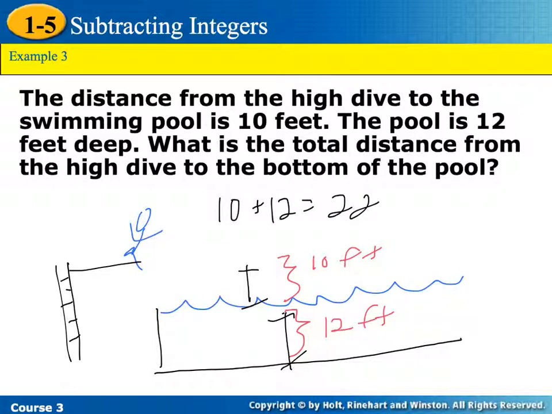Now, if you answer that problem with 22, I will mark it wrong. Why do you think I'm going to mark it wrong? Label. Yeah, label. I heard you say it. Label. Don't forget your label. It's 22 feet. So what is the total distance from the high dive to the bottom of the pool? It's 22 feet. Okay? Bingo, bango, bongo.